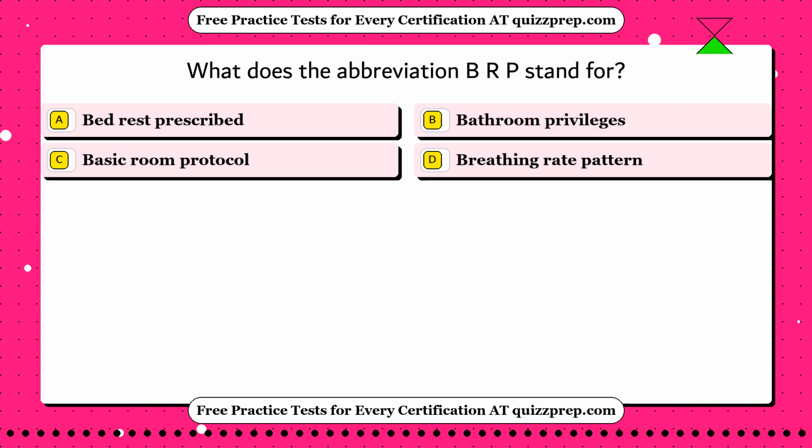Question 16. What does the abbreviation BRP stand for? Option A, bed rest prescribed. Option B, bathroom privileges. Option C, basic room protocol. Option D, breathing rate pattern.